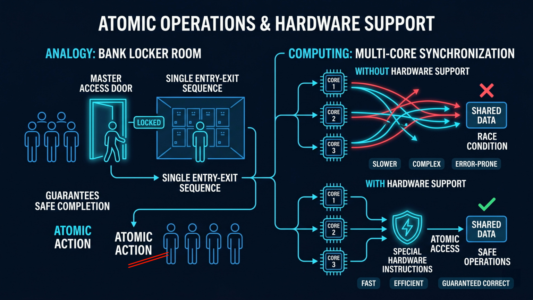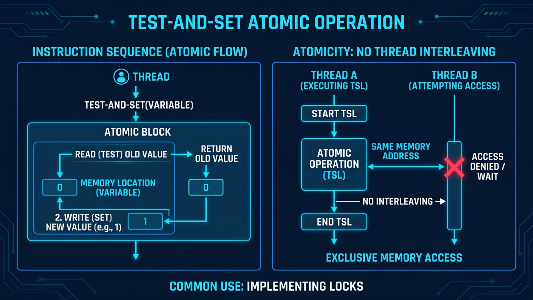In computing, the CPU or hardware provides special instructions so these operations happen safely even when many processors or cores are active at the same time. Without such hardware support, synchronization would become slower, more complex, or sometimes impossible to guarantee correctly. One of the most famous atomic operations is test and set. The name itself explains the behavior.